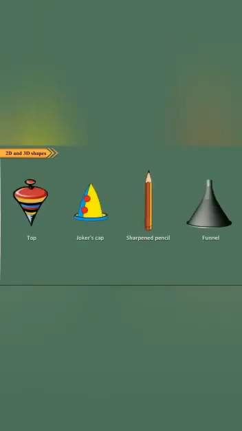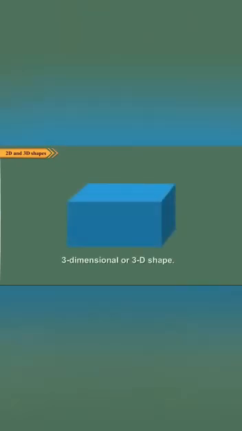Children, now look at these familiar objects. All these objects have the shape of a cone. A cone has one vertex and it has one curved edge. It has 2 faces, one curved face and one flat face. All solid figures have 3 different views: top view, front view and side view.